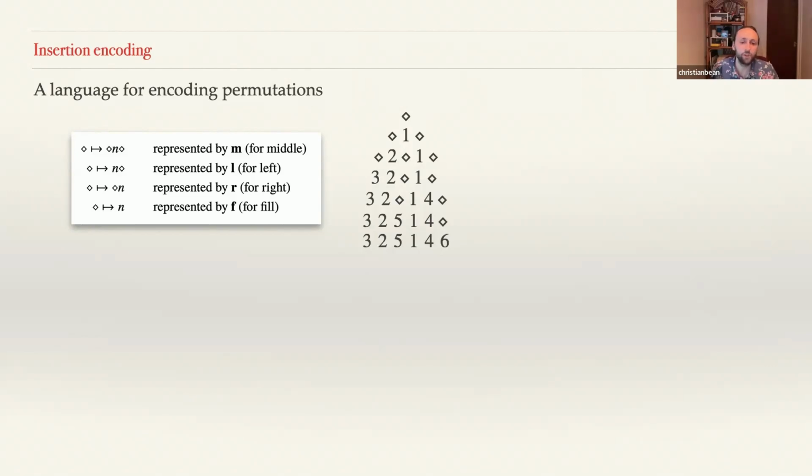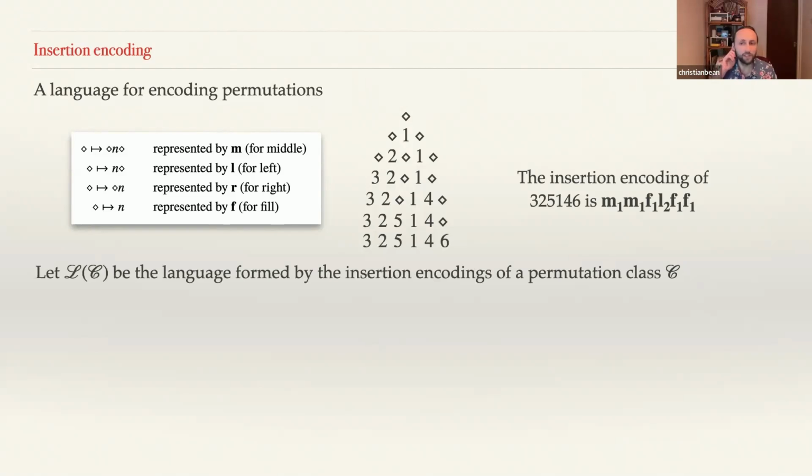So at each step we had 4 choices. Either we add the n and a slot either side, just on the right, just on the left, or we don't add any slot at all. So if we just associate a letter with each of these options, then as long as we know which slot we're inserting into, by some subscript, say, then we can write down a word that represents this process of inserting from the diamond up to the permutation that we're looking for. So this word here is what we call the insertion encoding of the permutation. And then for a permutation class, we simply form a language by taking the set of all insertion encodings of a permutation class C.